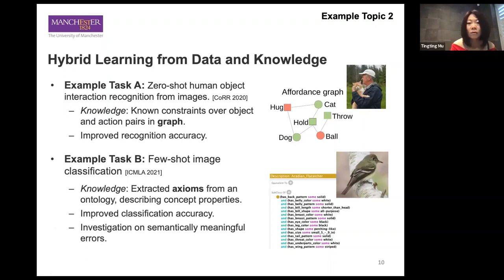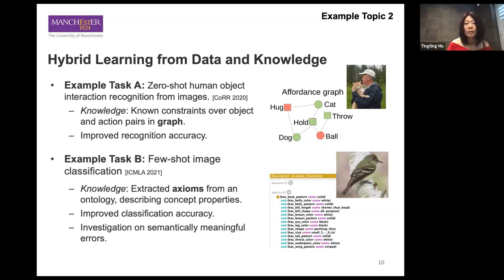We demonstrate 2 example tasks here to show how we use external knowledge to improve the data-driven model. The first task is to recognize human-object interaction from images. As you can see in the image on the top right, there is a human, and the human-object interaction pair would be hugging a cat. This human is hugging this cat.